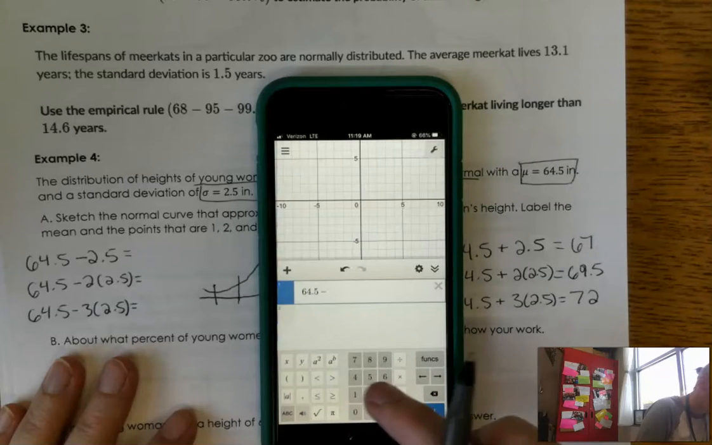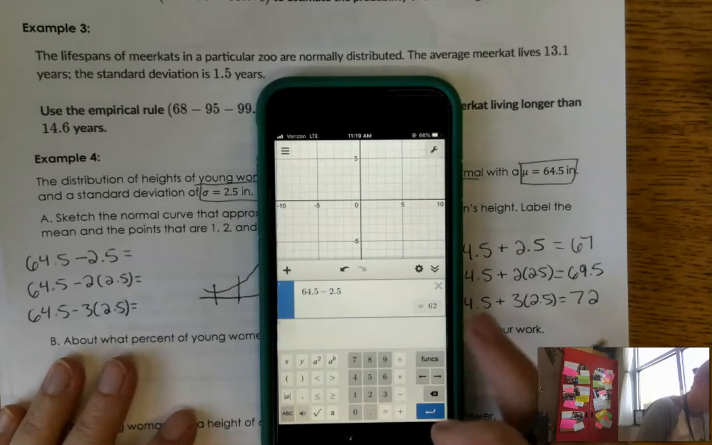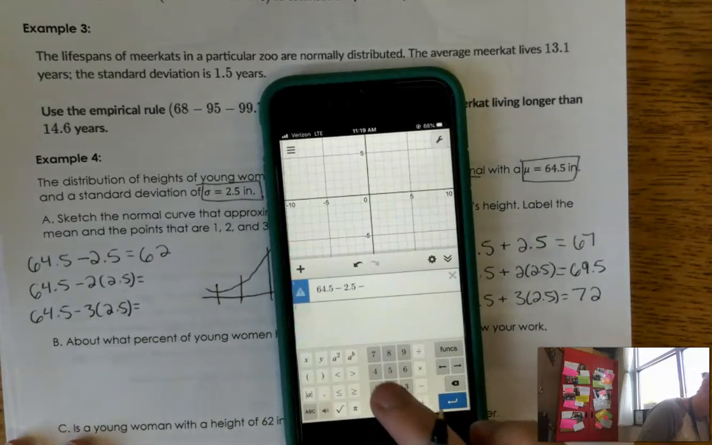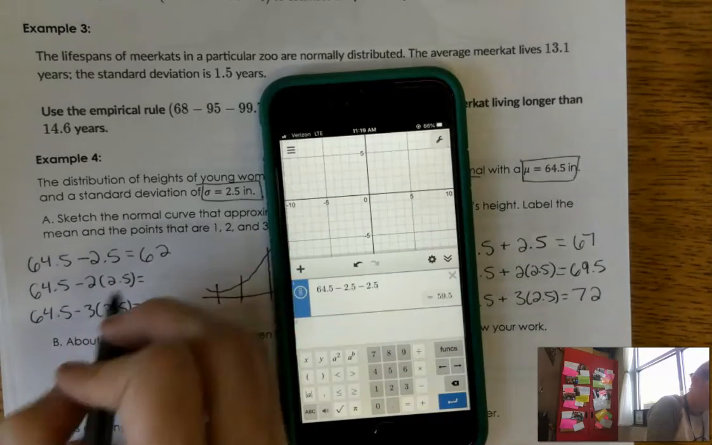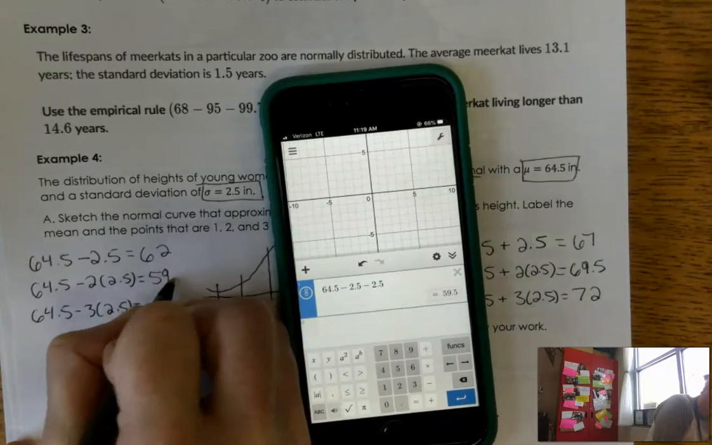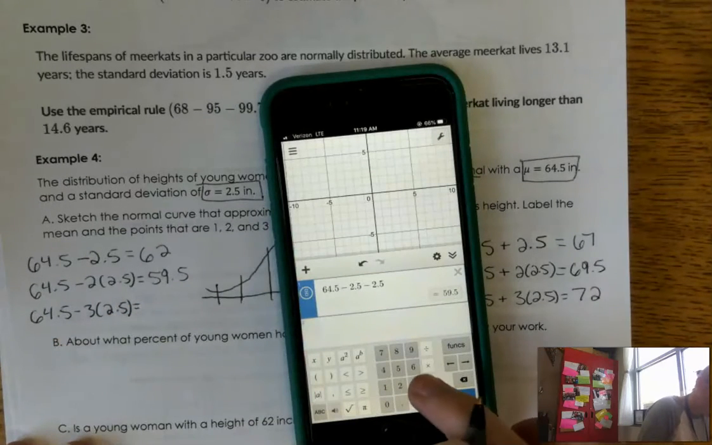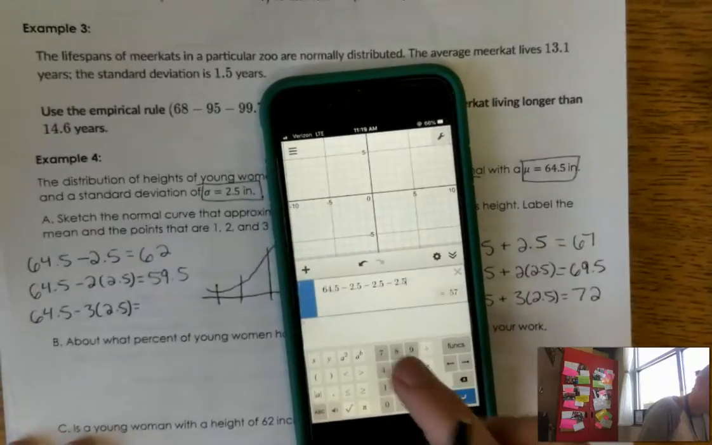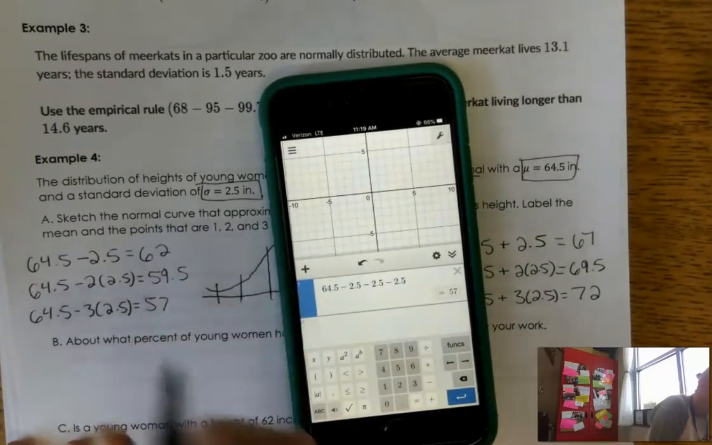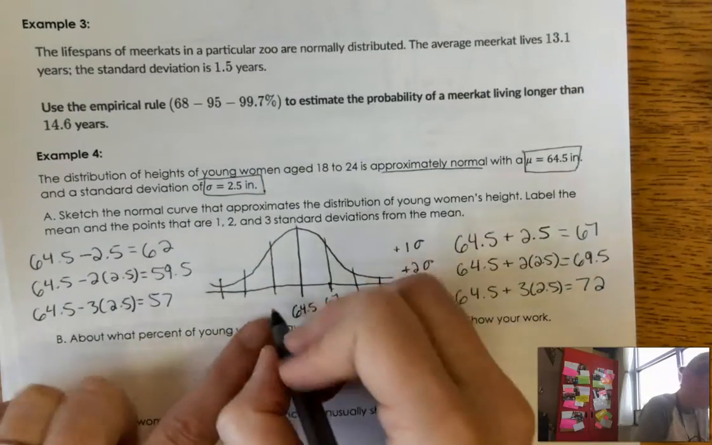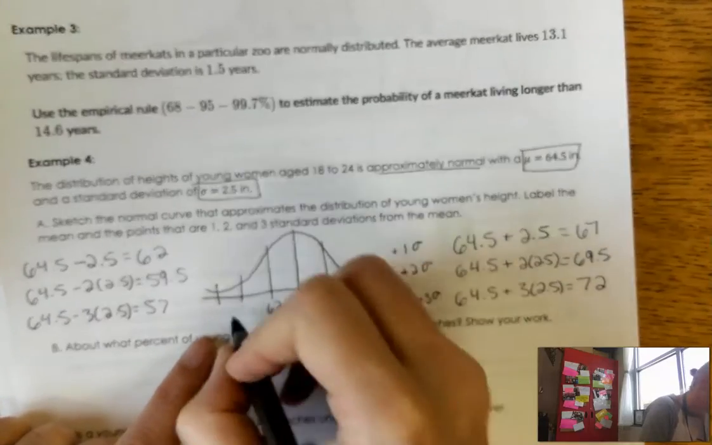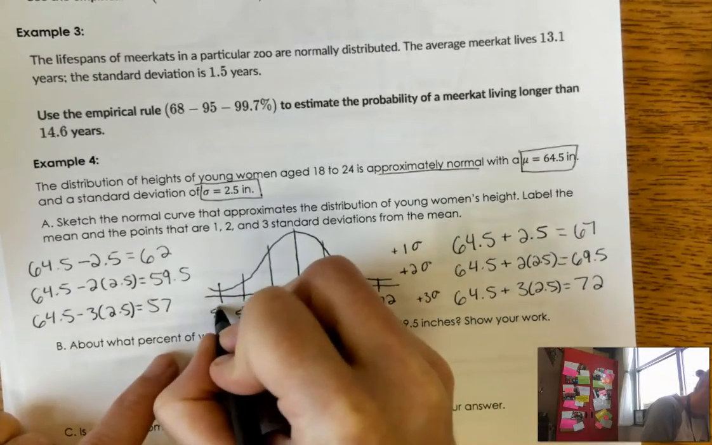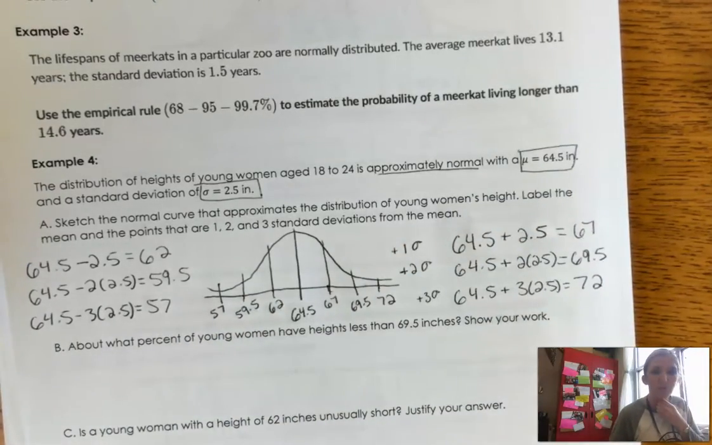64.5 minus 2.5. It's going to give me 62. Alright, I'm going to subtract another 2.5 to get my next one. It's going to give me 59.5. And then I'm going to subtract another standard deviation to get my last one. Alright, 57. So 1 standard deviation below is 62. 2 standard deviations below is 59.5. And 3 standard deviations below is 57.